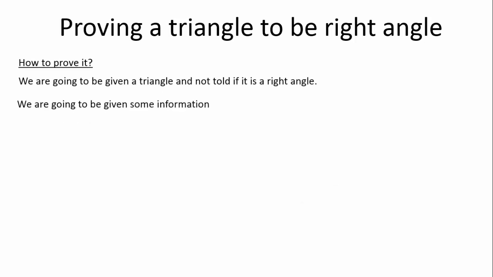So we're going to be given a triangle, not told if it's a right angle. We're going to be given some information. Now the information is going to be 35 degrees, 55 degrees.